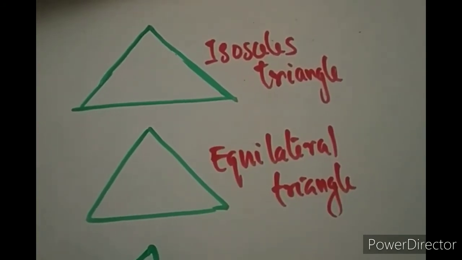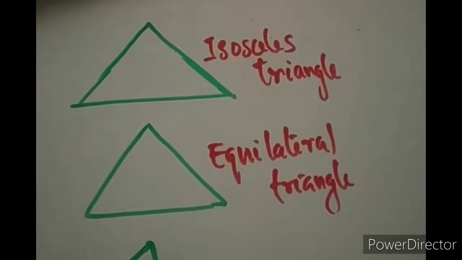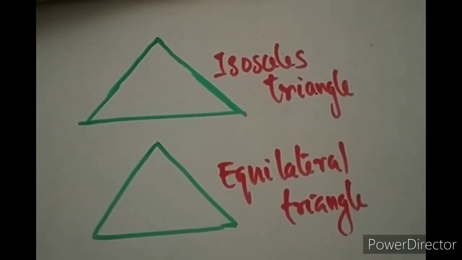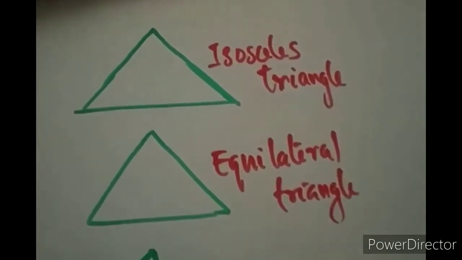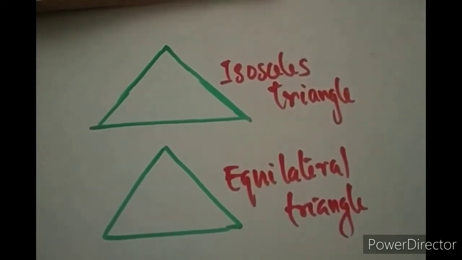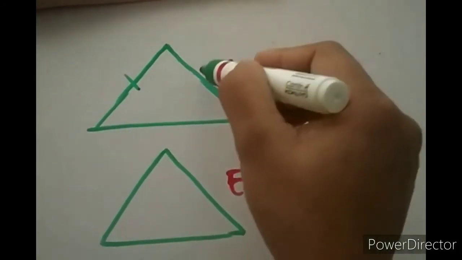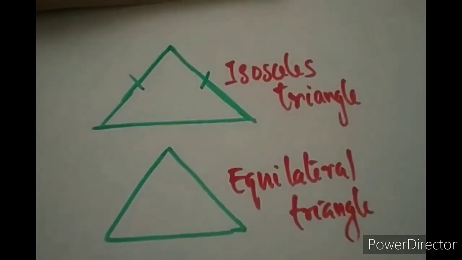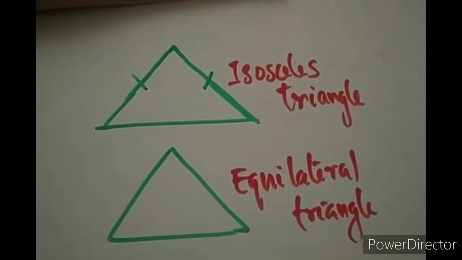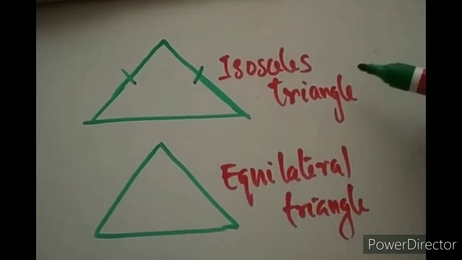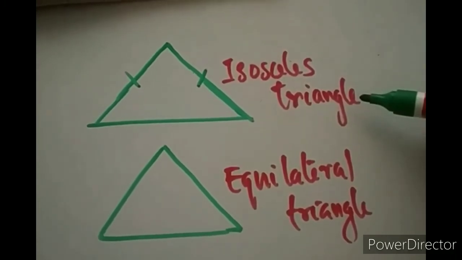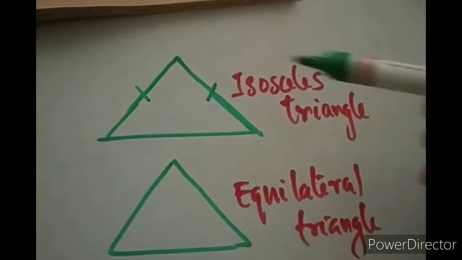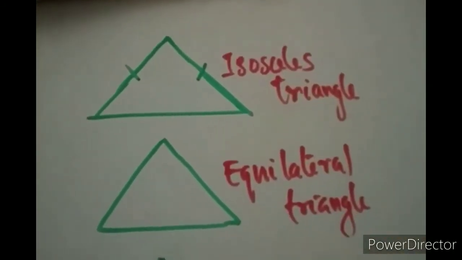Triangles can also be classified into different types based on their sides. We know that a triangle has three sides. If two of the three sides, let us take these two sides, are equal in length, we will call such a triangle an isosceles triangle. So, what is an isosceles triangle? An isosceles triangle is a triangle in which two sides are equal.